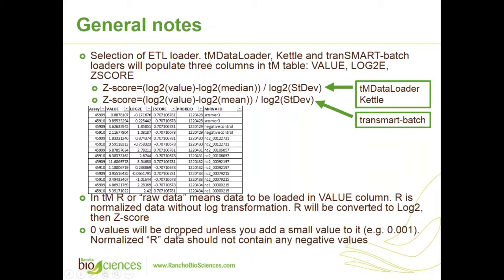Zero values will be dropped during loading unless you add a small value to them. So you add a small value, say 0.001, and this data will be preserved in tranSMART. Normalized R data should not contain any negative values.